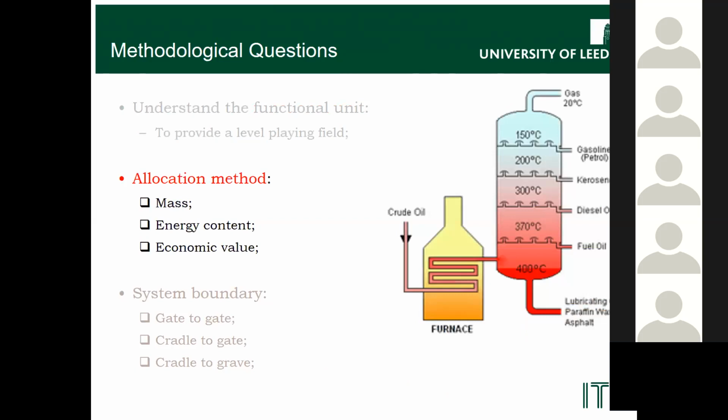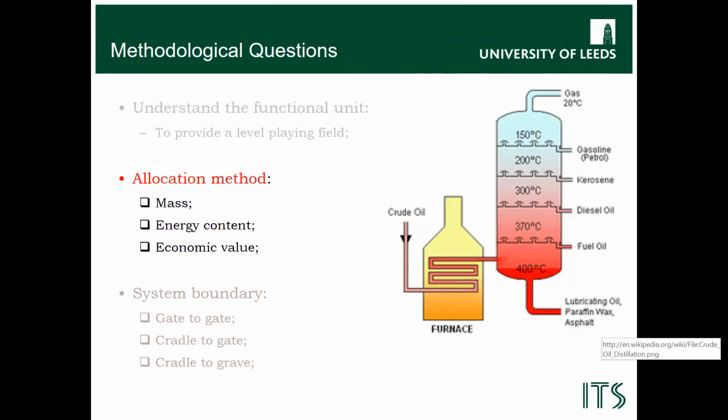The second topic is the allocation method, where we have a process like an oil refinery. It has many different products, and we need to think of a way of how to attribute the impact, the emissions and the energy to these different products. ISO 14040 gives us three methods. The first is the physical properties like mass or volume. If we do that for bitumen, it will be penalized because it's heavy and relatively inexpensive compared to other products from the refinery.